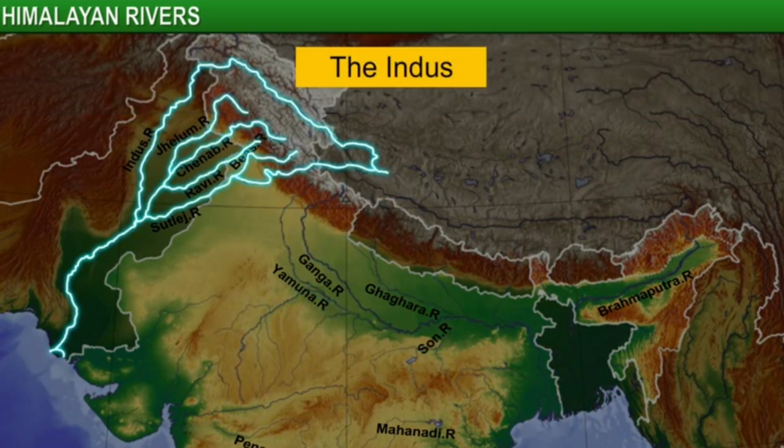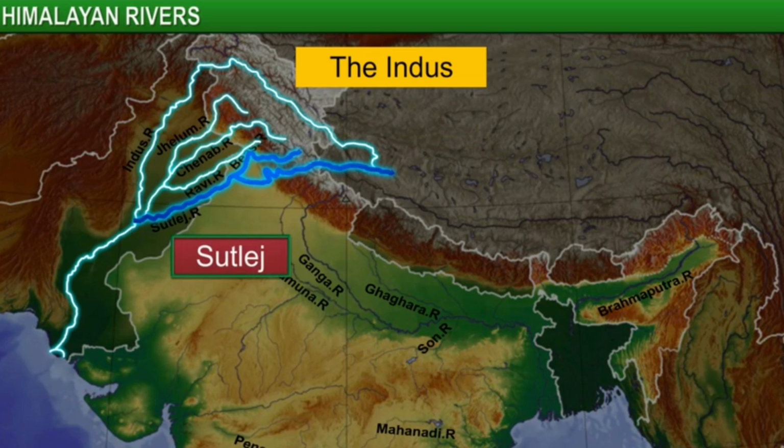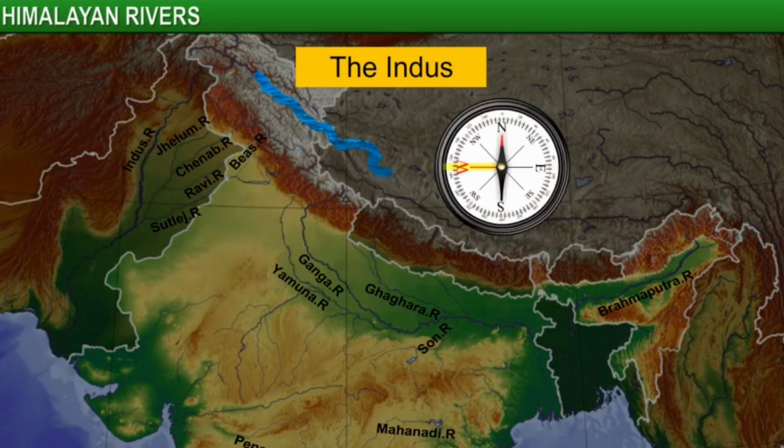We will first look at the Indus River system. The Indus originates in Tibet from Lake Mansarovar. As you can see, it starts out with its first tributary, the Sutlej. From here, it flows west and enters India through Ladakh.